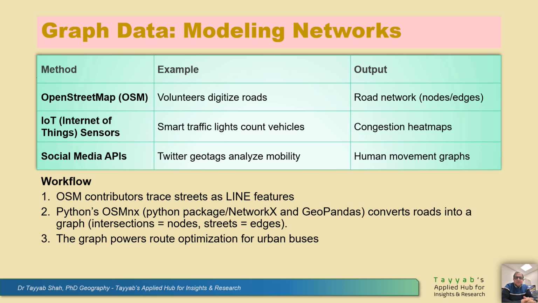The workflow in this case could be: OpenStreetMap contributors trace streets as line features, and you can use some tools. For example, GeoPandas converts roads into a graph, into intersections and streets as edges, those kinds of things. And then the graph powers route optimization for urban areas.